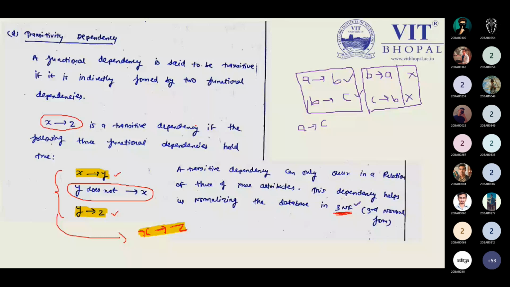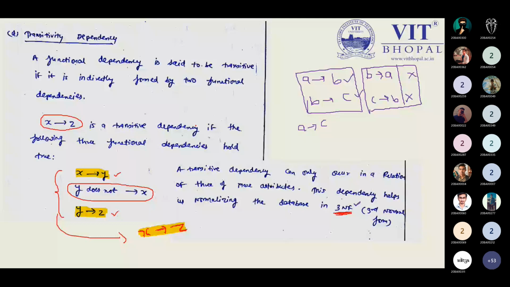Okay, X determines Y and Y determines Z. So it means we can say X determines Z. But in between, please keep in mind, Y should not determine X. If it does, then we are not following the transitive dependency.